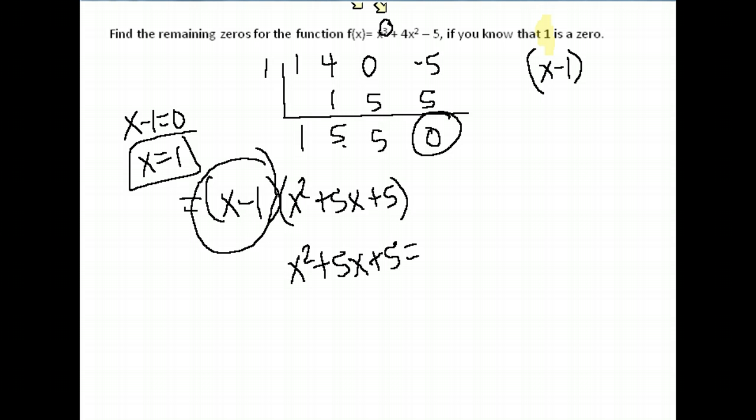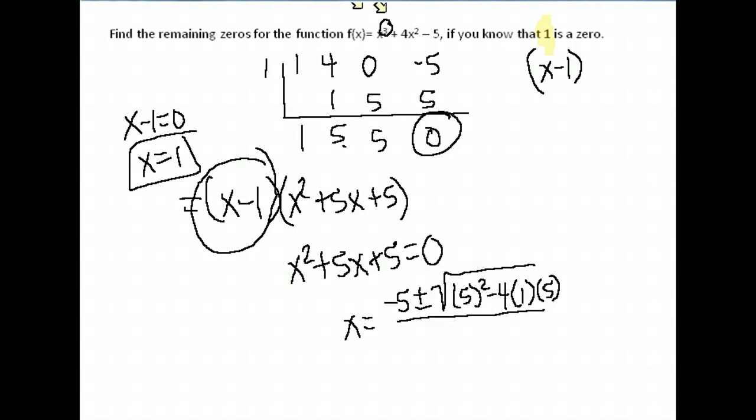Once you're down to an x squared term, you're good to go, because we know how to solve squared terms. We set them equal to 0, and we either factor them or plug them into the quadratic formula. This one does not factor, so we are forced to use the quadratic formula to find the other solutions. So we go ahead and do negative b plus or minus the square root of b squared minus 4 times a times c, all over 2 times a. We simplify that. We get 25 minus 20 inside there, or 5, and 2 times 1 is 2.